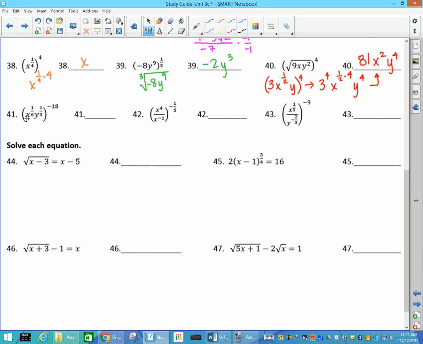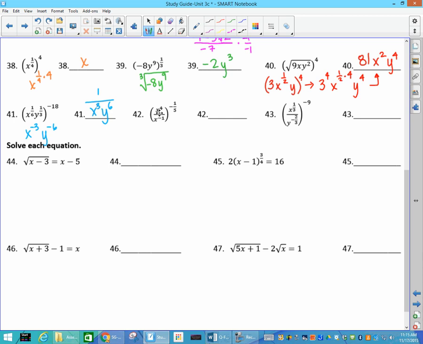I'm going to multiply them. Again, raising a power to a power. So 1/6 times negative 18 is negative 3. And 1/3 times negative 18 is negative 6. You cannot leave a negative exponent, so I just put it in the bottom and make them positive. So that's 1 over x to the third, y to the sixth.